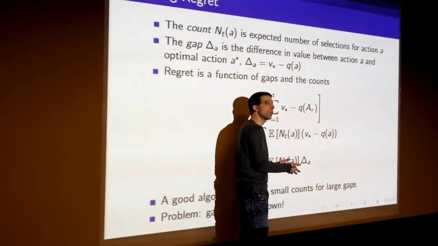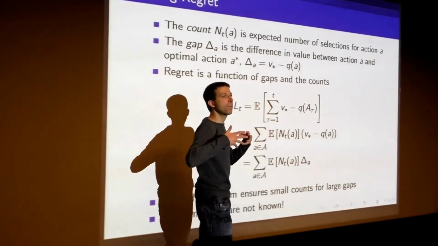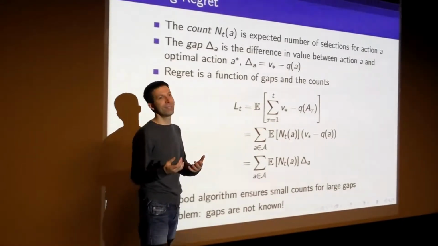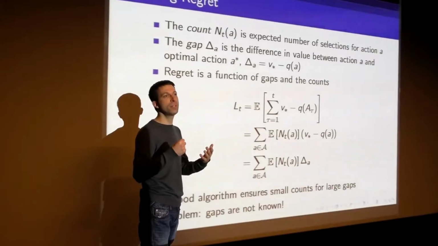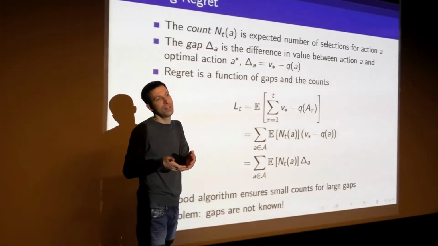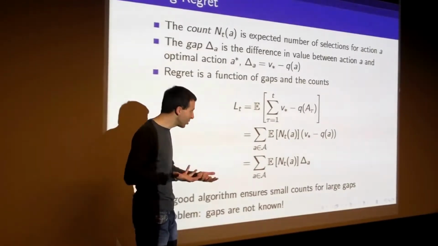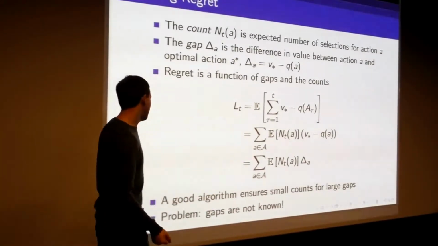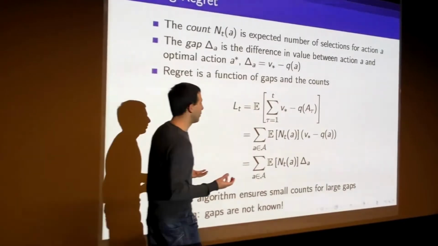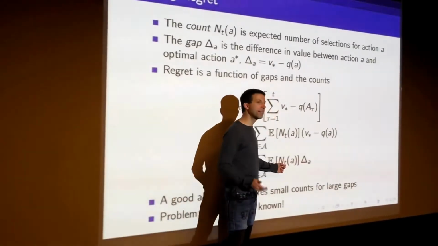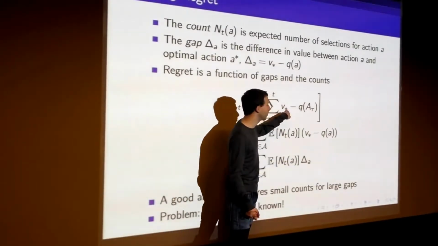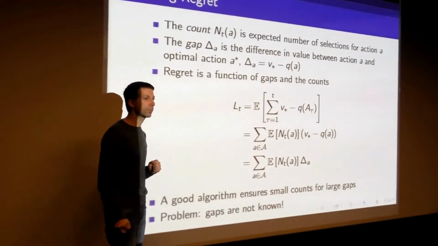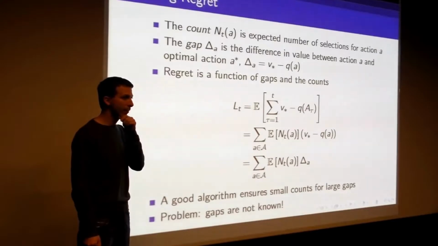So what you really want to make sure is that you pick the actions which are best as often as possible, and you want to pick the actions which are worst as infrequently as possible. It's intuitively obvious, but this is just saying it in math. And the problem is that these gaps aren't known. We don't know these gaps. We can count how many times we pick an action, but we don't know the gaps because we don't know V star.